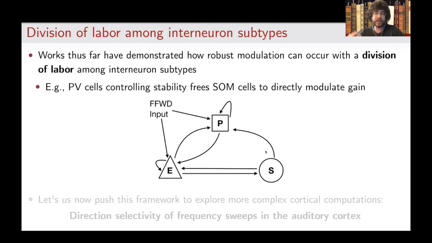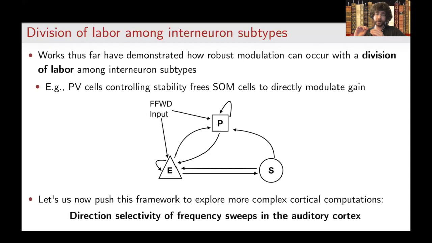Now I want to push this framework further and really look at a complex computation that the cortex does, specifically in the auditory cortex. We're going to be looking at direction selectivity there. By including these additional subclasses, we want to see how that enables this type of computation to occur.